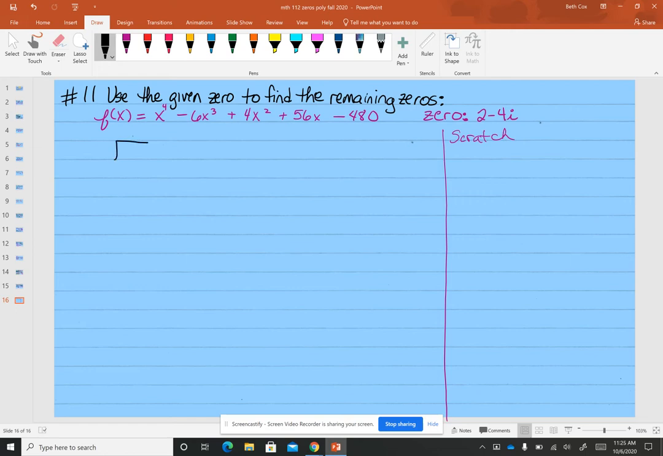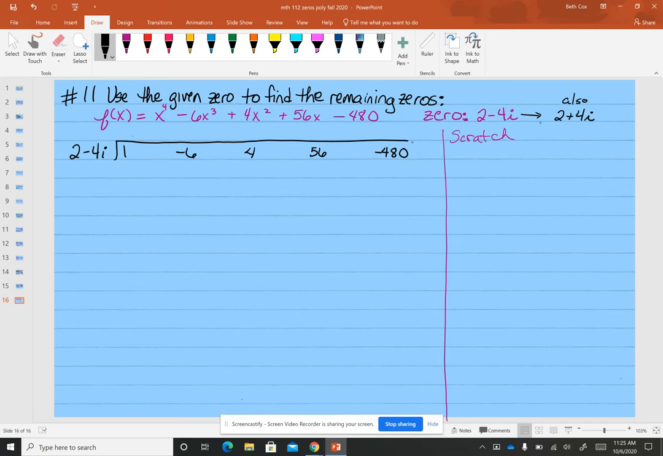So we have 1, -6, 4, 56, and -480. Now, I spread it out a lot more this time because we're doing complex numbers. All right, so I'm going to do 2 minus 4i, and if I know 2 minus 4i is an answer, then I'm guaranteed that 2 plus 4i is also.